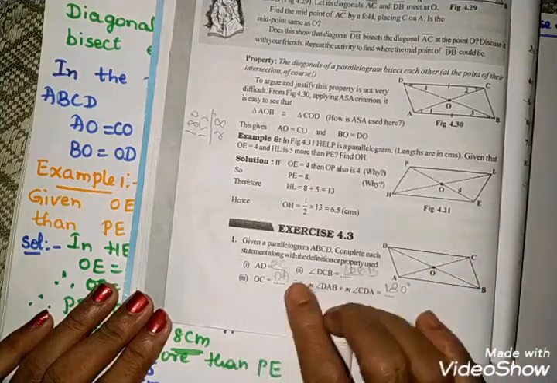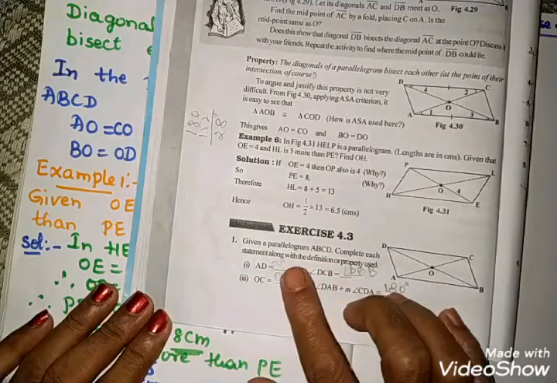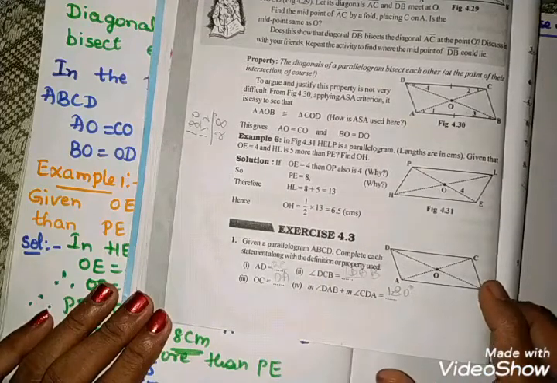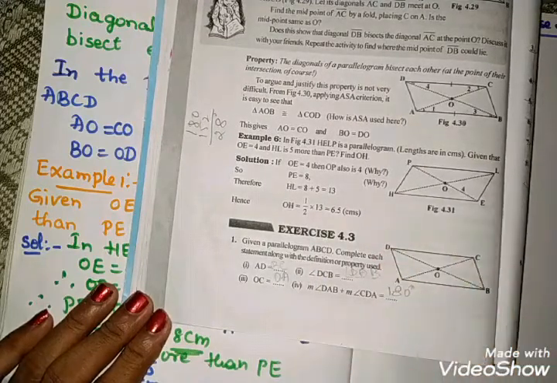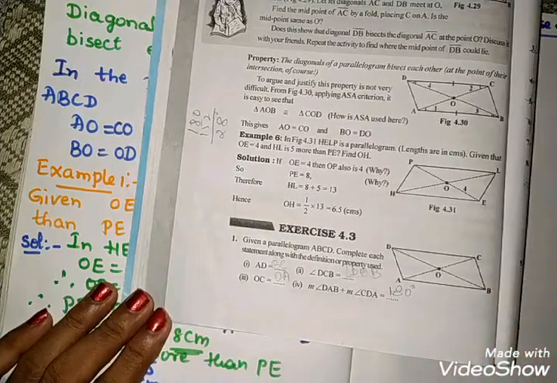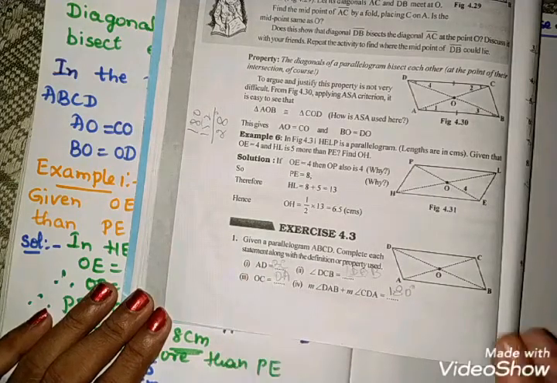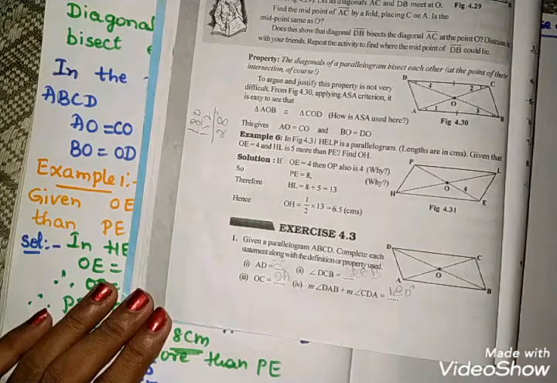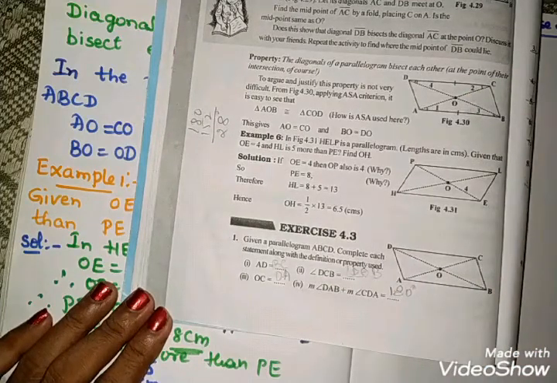Okay, first main. Given a parallelogram ABCD, complete each statement along with the definition of property used. Here, you have to draw the figure, children, and then you can use all the properties you have studied till now. Shall we start here? See, first one. AD is equal to dash. AD is equal to which one? AD is equal to BC. Which property? Opposite sides of a parallelogram are equal. Correct, no?